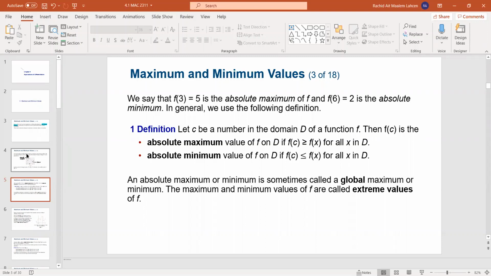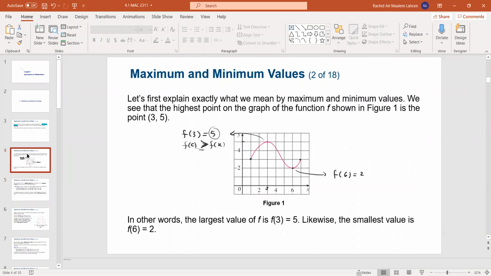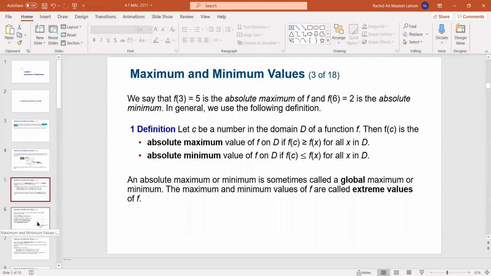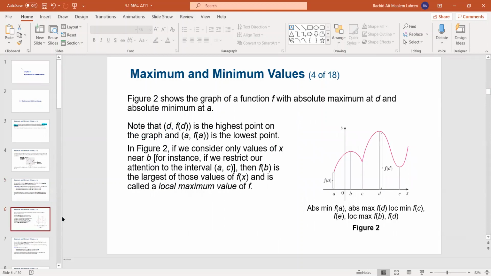So similarly for here, with c being the 6, f(c) is less than or equal to any other y value there. An absolute maximum or minimum is sometimes called the global maximum or minimum. We'll look at an example like this. You can pause the video and go through this example, but we can go to something like this in the homework. And of course, this is an absolute maximum.